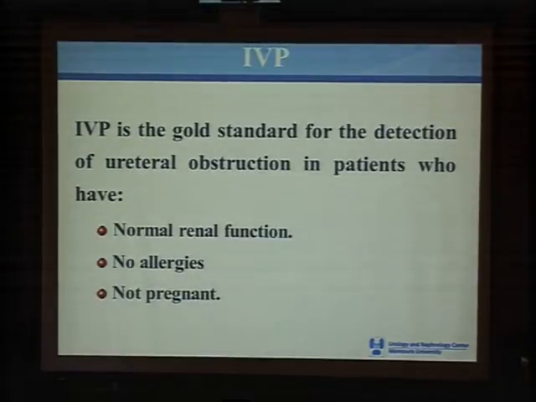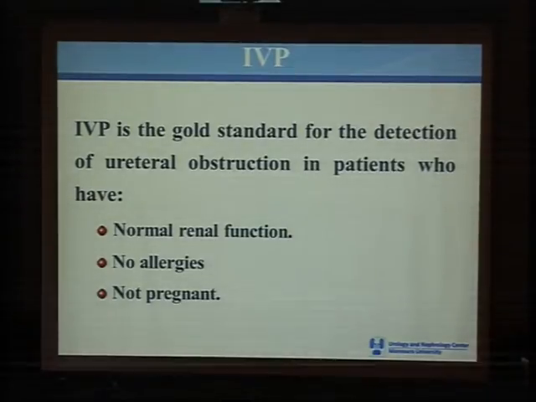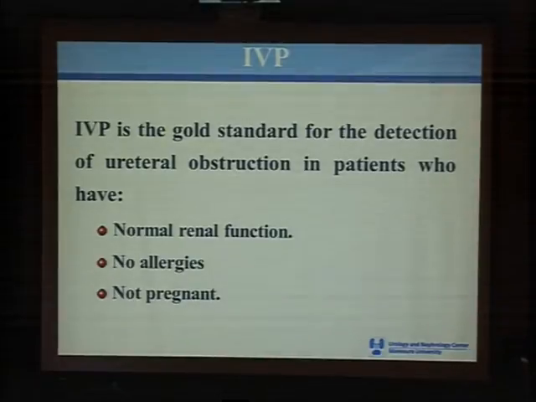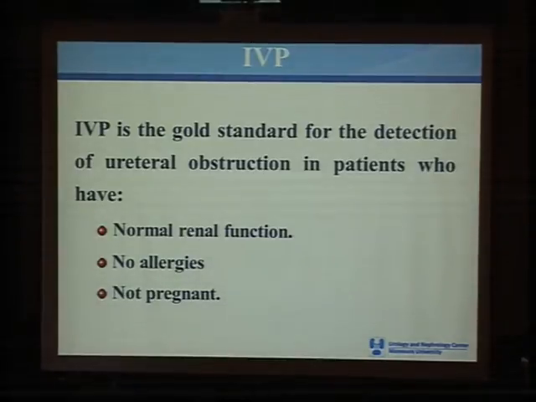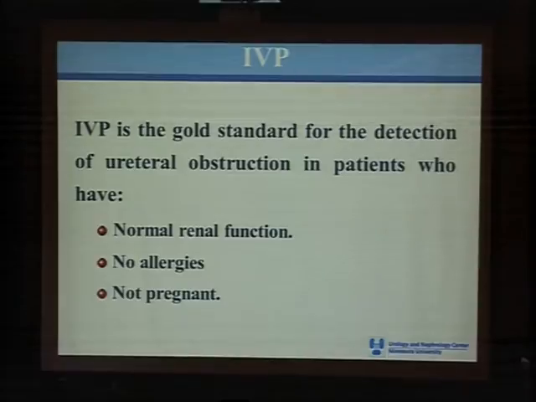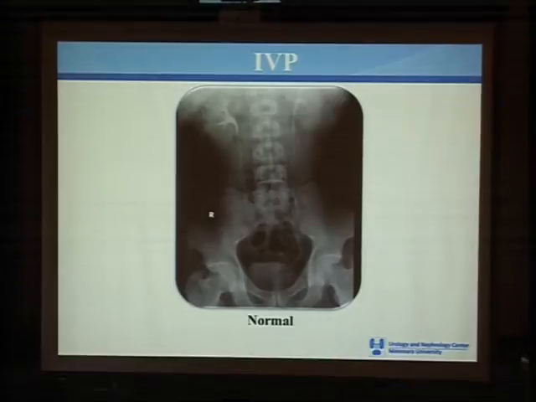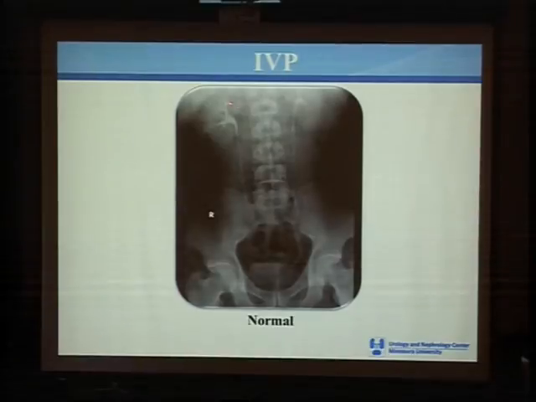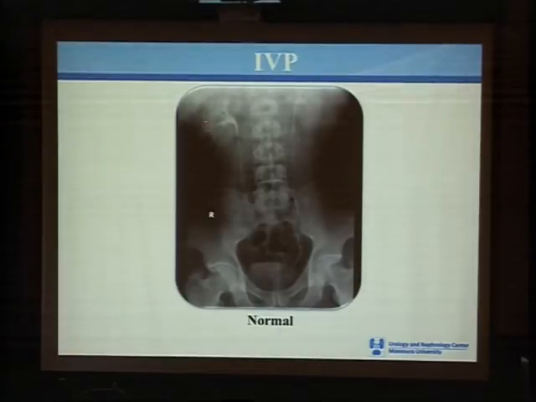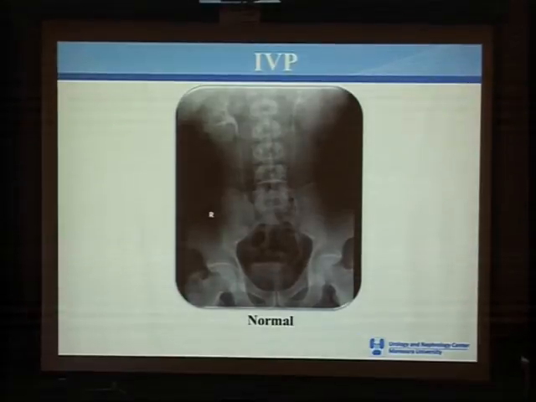IVP is still the gold standard for detection of ureteral obstruction in patients having normal renal function, no allergies, and not pregnant. All of us are aware of the normal IVP. This is the right kidney, this is the left kidney. These are the upper group of calyces, middle calyces, lower calyces, renal pelvis, ureter, and bladder. This is a normal IVP.